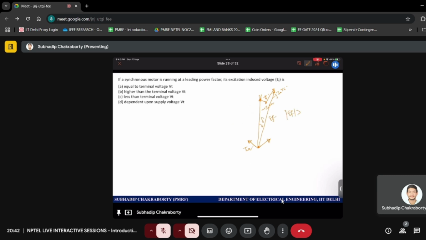Then this will be EF, mod greater than VT, as you can see from the diagram, and EF lags VT for a motor. Then you see for a leading power factor motor, EF is higher, right? EF is higher.